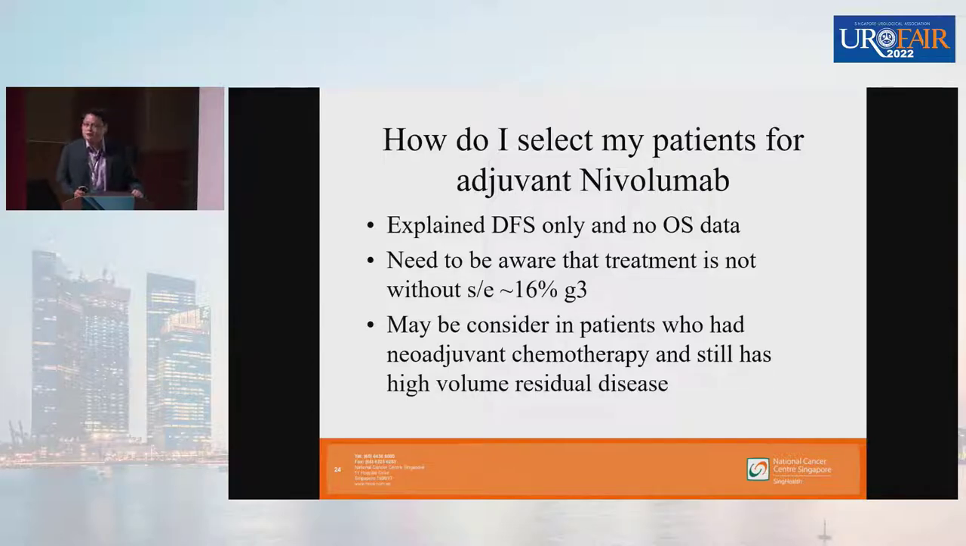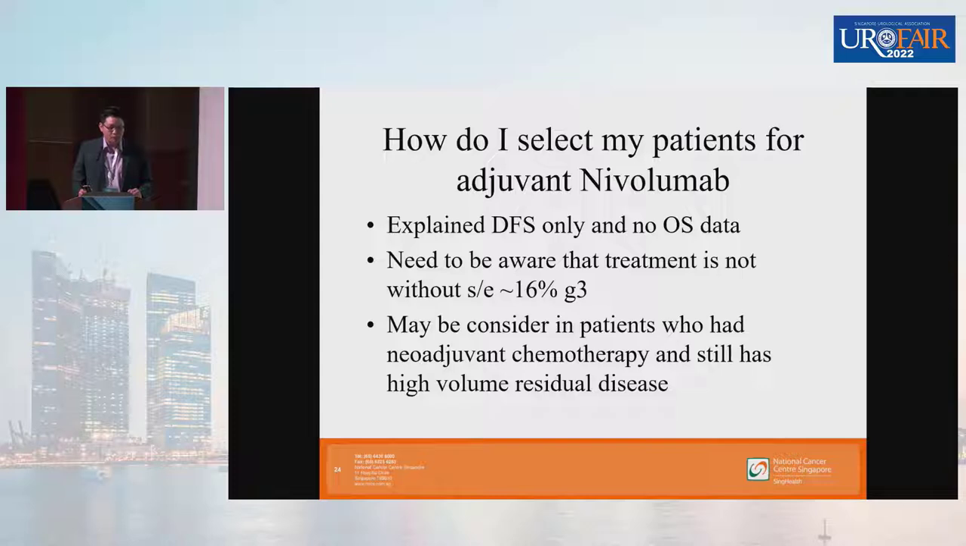This is what my urologist colleague often asks me. Hey, I've got this patient that had radical cystectomy. Can you see him for adjuvant immunotherapy? How would I counsel my patient? Well, I often start off with what I've gone through. Importantly, disease-free survival only. We do not have the overall survival. What does disease-free survival mean? Are we treating early metastatic disease up front, and that's why there's an improvement in disease-free survival?